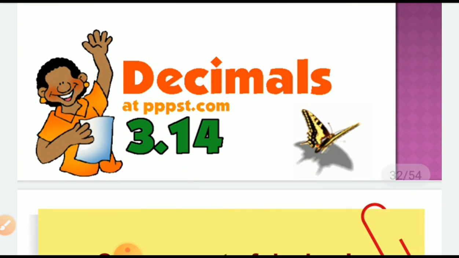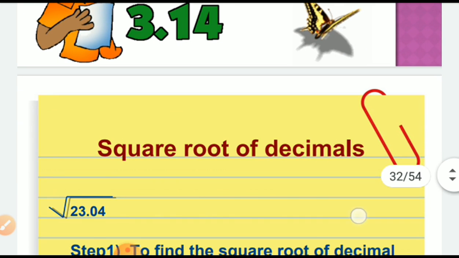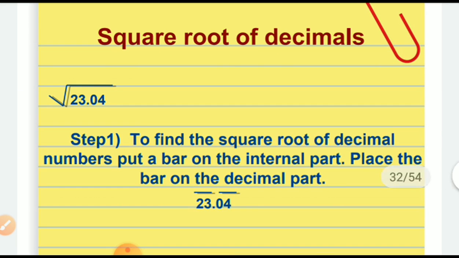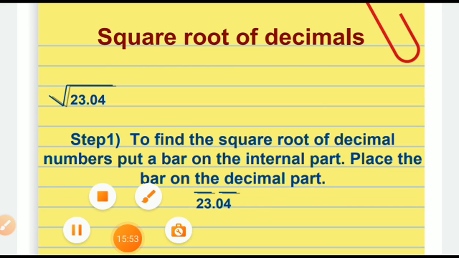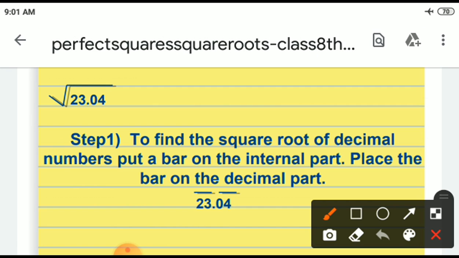Square root of decimals. Student, here new topic is there. You can check out decimal numbers also. Square root of decimals. 23.04. Step 1. To find square root of a decimal number, put a bar on the integral part, and place the bar on the decimal part. Yes, my dear, this is the bar.